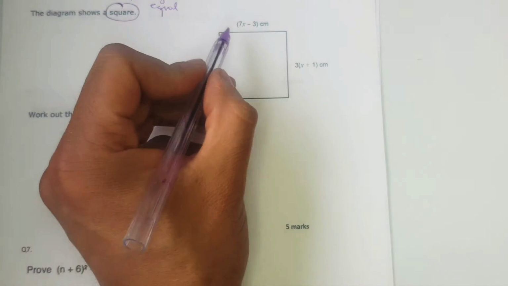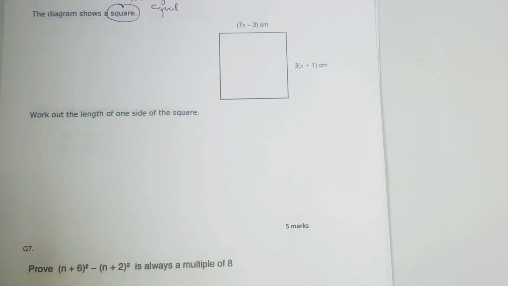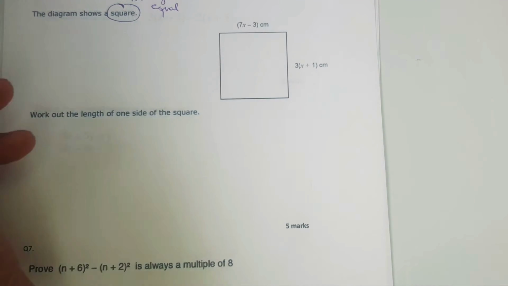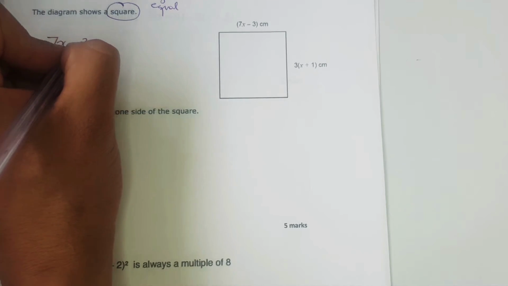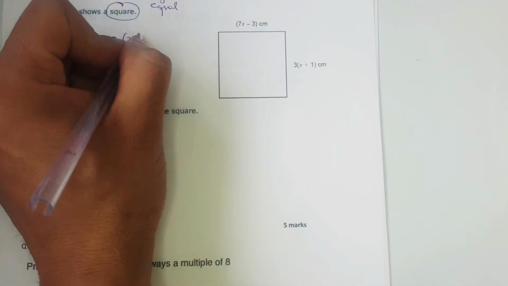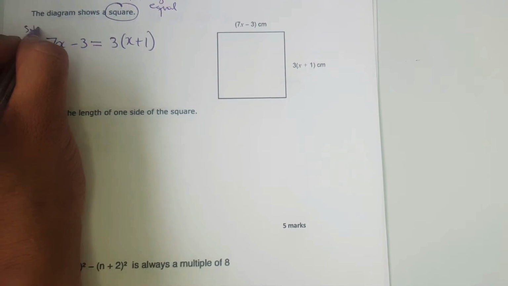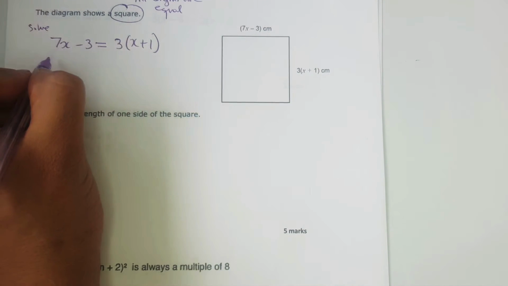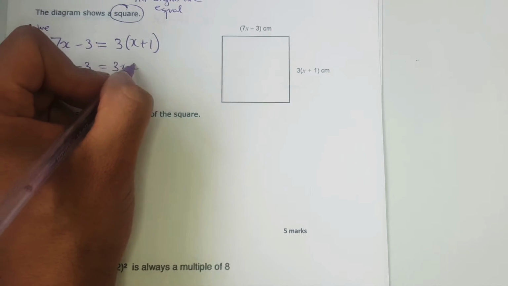Since all the lengths are equal and we've got expressions here, ideally we need to find out what x is so that we can find the length. Since all the sides are equal, we can now equate the two lengths together for our first mark. Then we're going to solve it. Before we solve it, I'm just going to tidy this section up a bit. 3x minus 3 equals 3x plus 3.